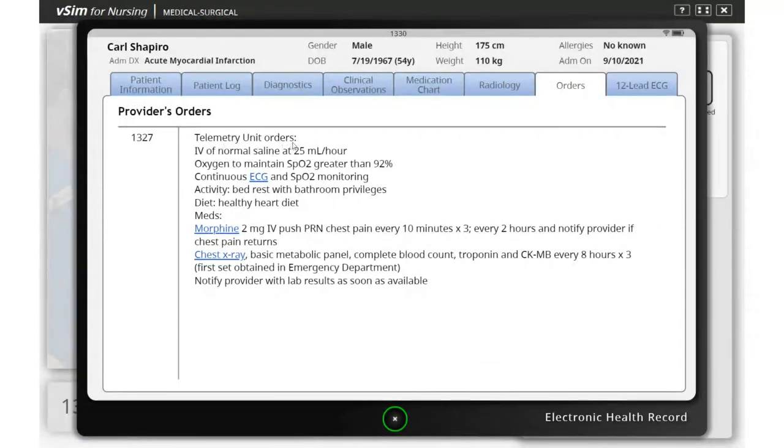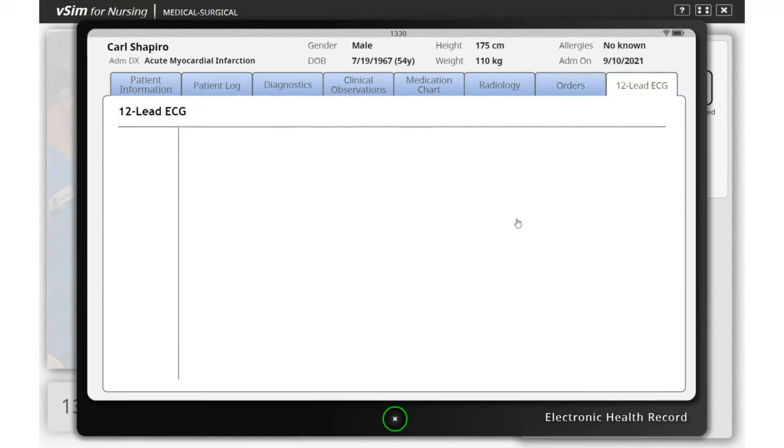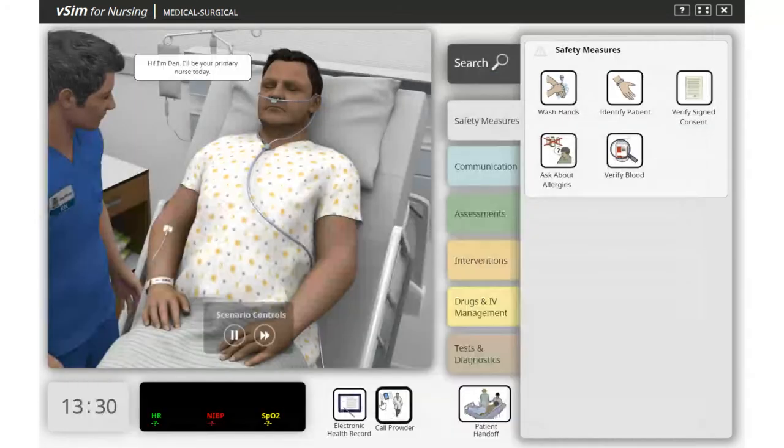So we've got some telemetry unit orders. So we know, yep, he's got the IV running at 25 mils. Oxygen is currently on to maintain greater than 92. We're doing a continuous ECG and SpO2 monitoring. The activity, so bed rest with bathroom privileges, et cetera. So it tells you everything that's going to be happening. And then lastly, if there's any data or feedback from the 12-lead ECG. So that's the electronic health record that you're going to review.